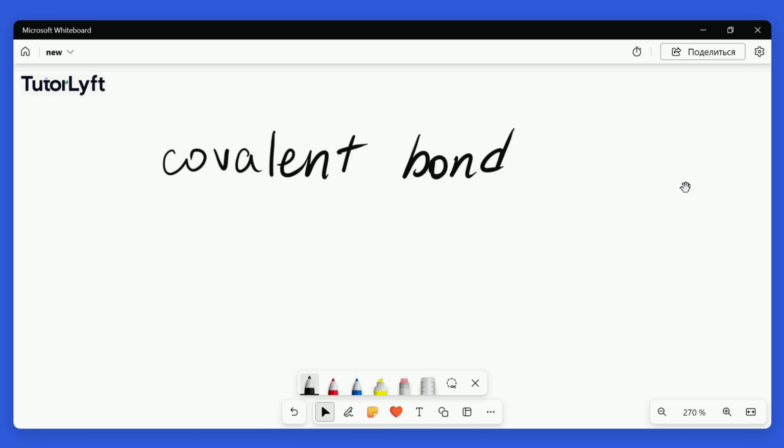So we're going to talk about one of the types of intramolecular bonds, which is the covalent bond. Now, how do we know if it's actually a covalent bond? It's when a non-metal is combined with a non-metal. For example, H2O. Are they both non-metals? Yes. What about CO2? Yes, they are both non-metals.